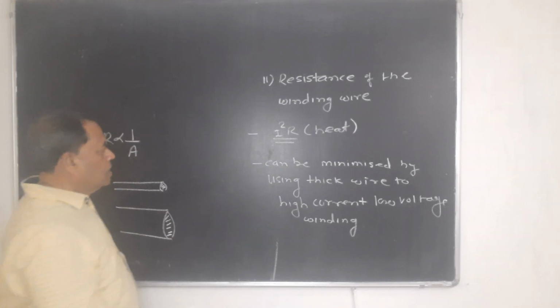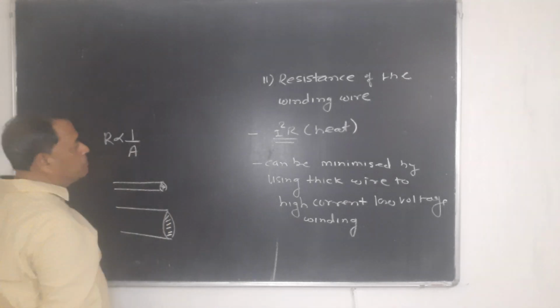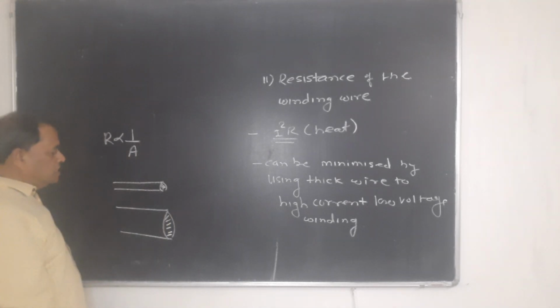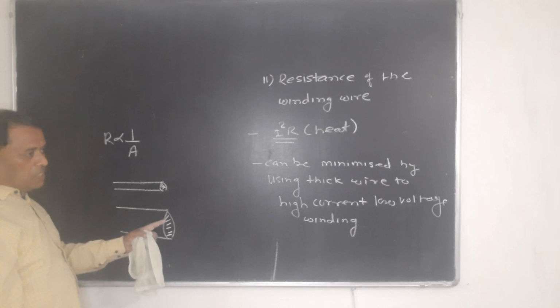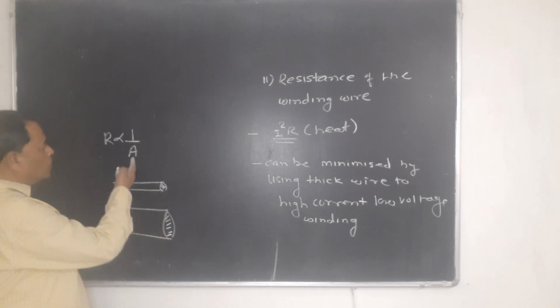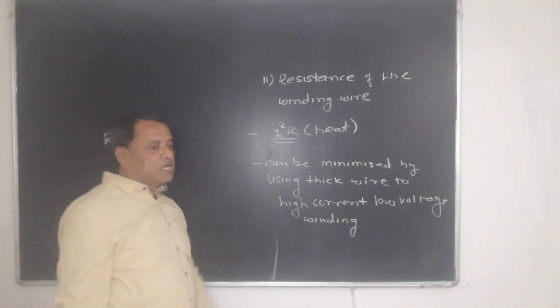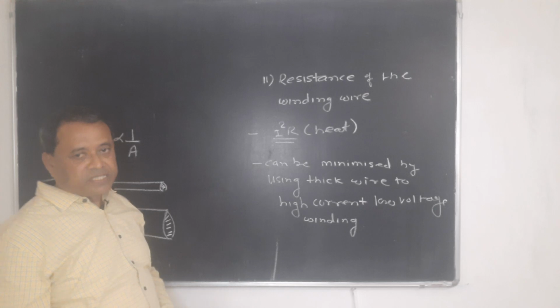And so heat energy will be wasted in the form of heat. If you use this thick wire, the cross sectional area is more, resistance will be less, and I square R loss will be less.